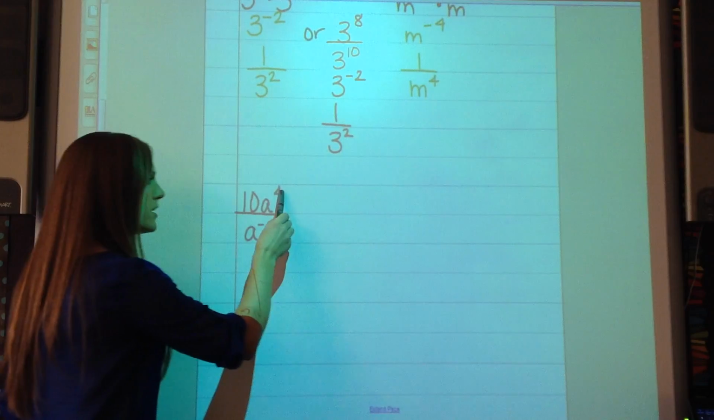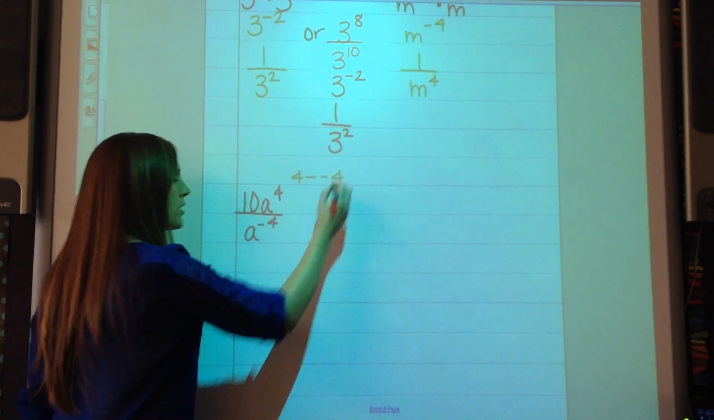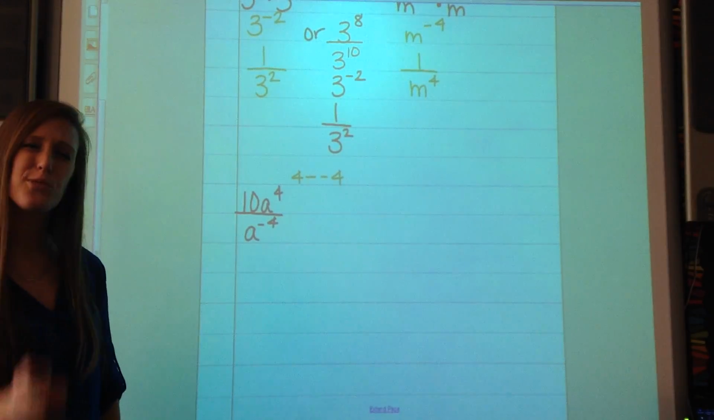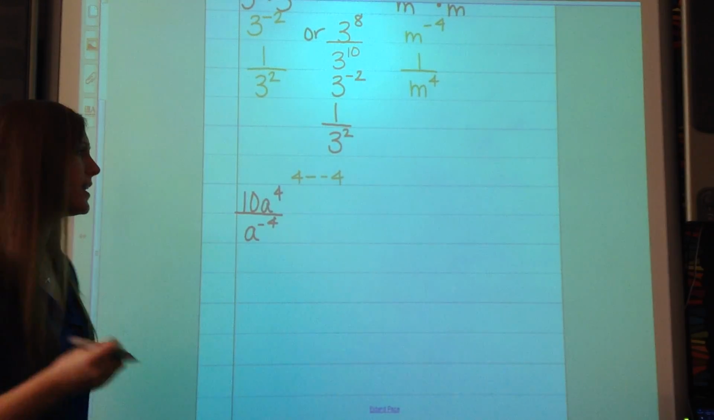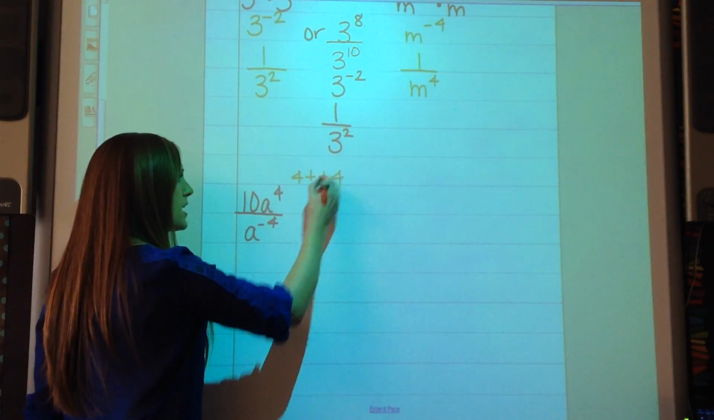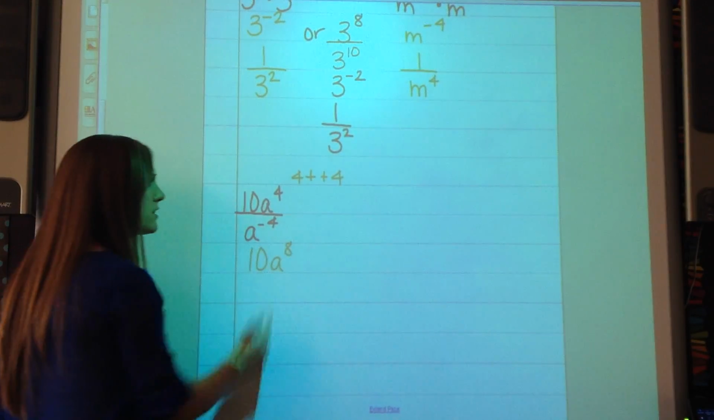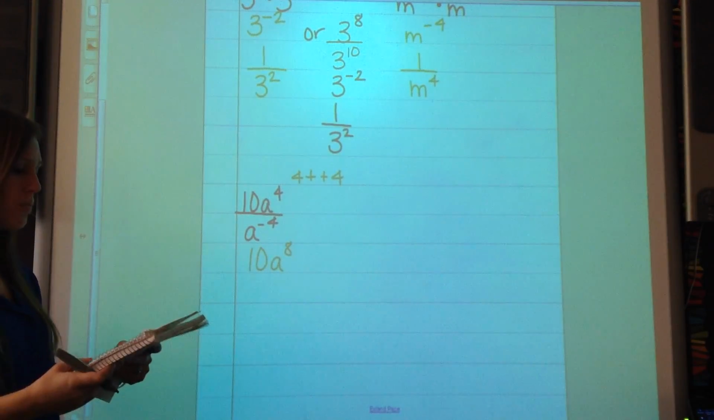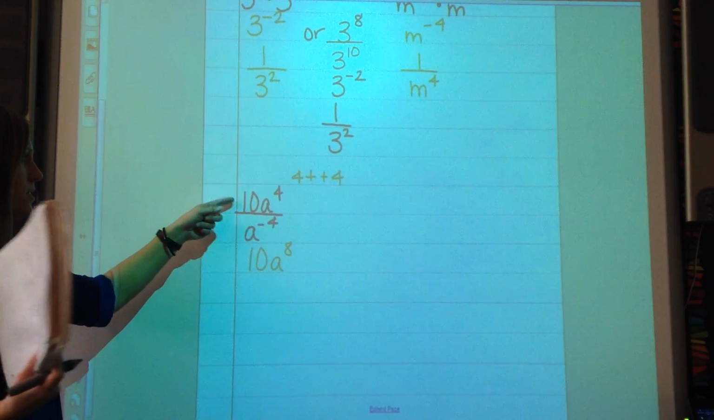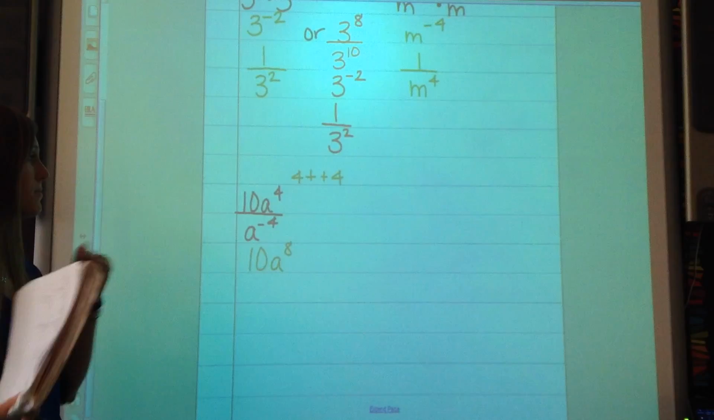Think about what this says. This says 4 minus a negative 4. So if you would have done 4 minus 4 to get 0, you would have gotten the wrong answer. 4 minus a negative 4, because we're dividing, plus the opposite. This actually says 10a to the 8th. And then there's no more simplifying to do. Now this 10 I just brought down, there's nothing that you could do with that, so I just brought it down in my answer.